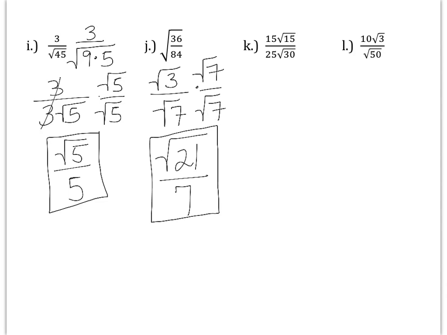Now it's possible if you didn't reduce your fraction all the way, you would still end up with the square root of 21 over 7. It's just that you would get it by doing a little bit more simplifying towards the end.